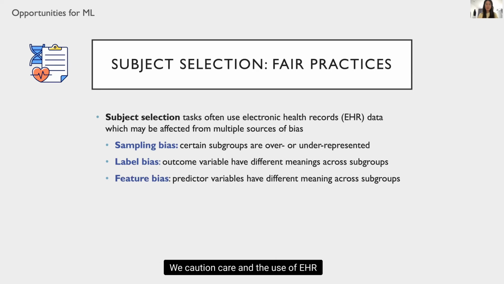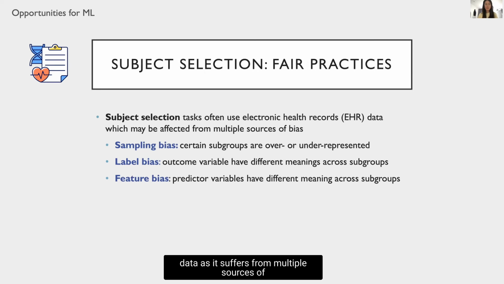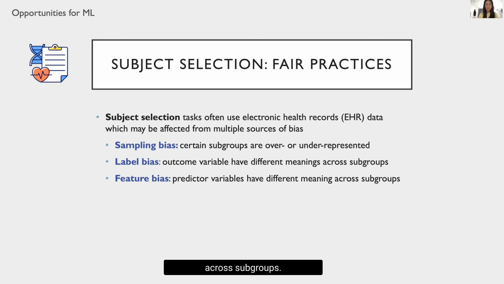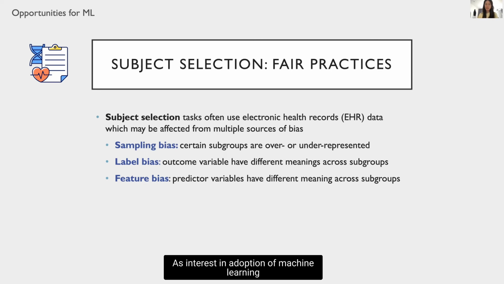We caution care in the use of EHR data as it suffers from multiple sources of bias, including sampling bias, where certain subgroups are over or underrepresented in the data, label bias, where outcome variables have different meanings across subgroups, and feature bias, where predictor variables have different meanings across subgroups. As interest and adoption of machine learning for efficient subject selection grows, researchers must assess their methods for sources of potential bias on all fronts, including problem selection, data collection, and model development.